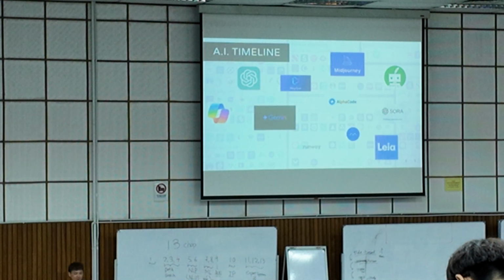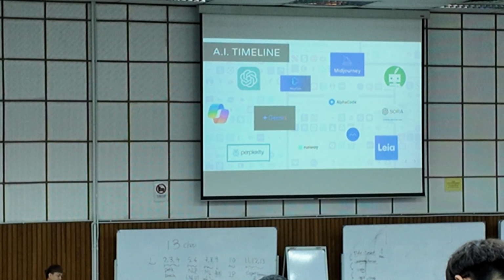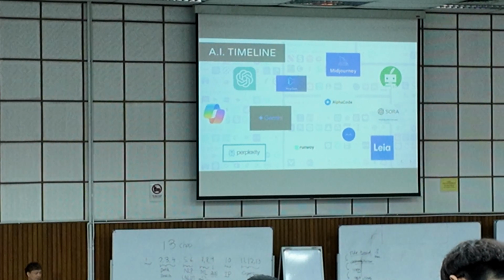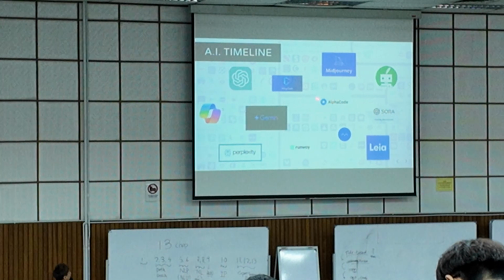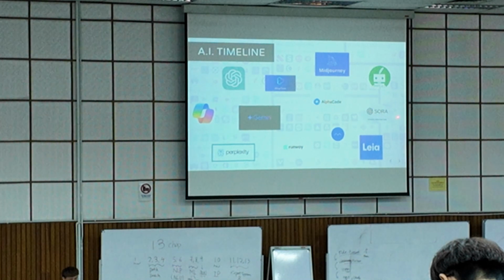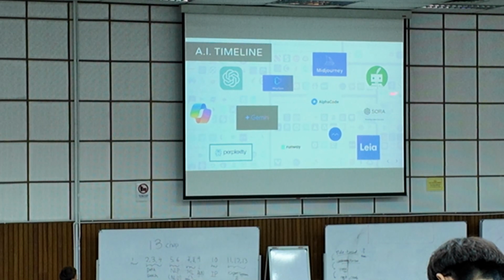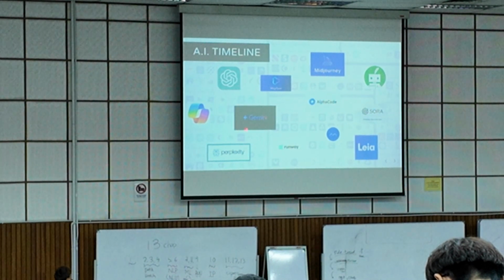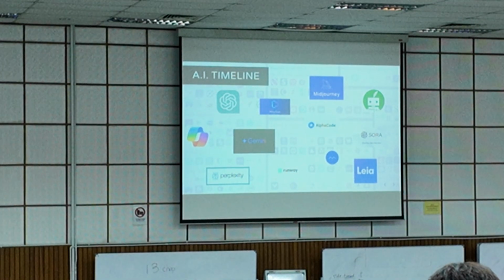Okay, so yeah, these are the AI tools nowadays that assist you in your assignments. We have Genie, we have AlphaCode to write code, we have Sora to convert text to video, Perplexity, Gemini, DeepSeek, ChatGPT.